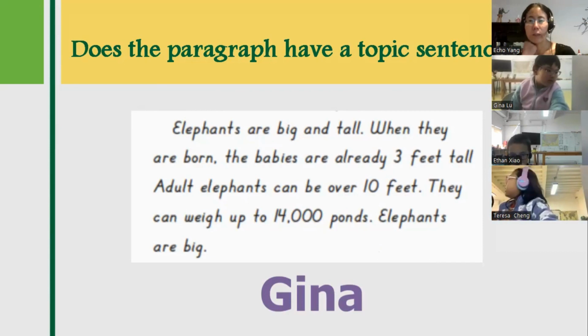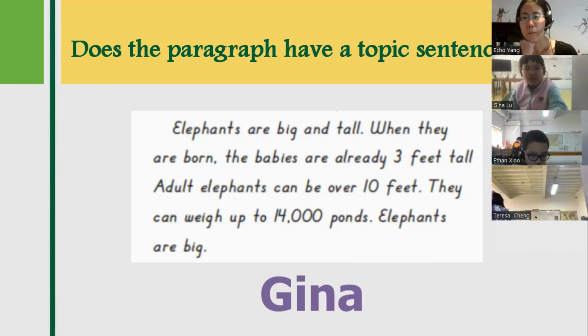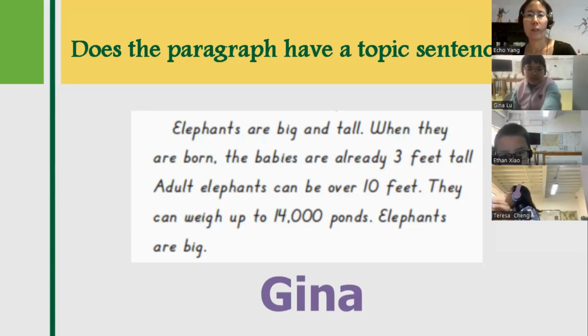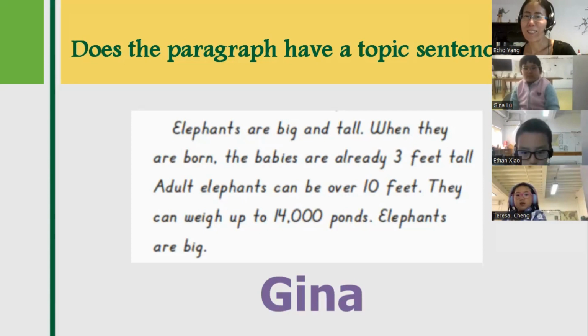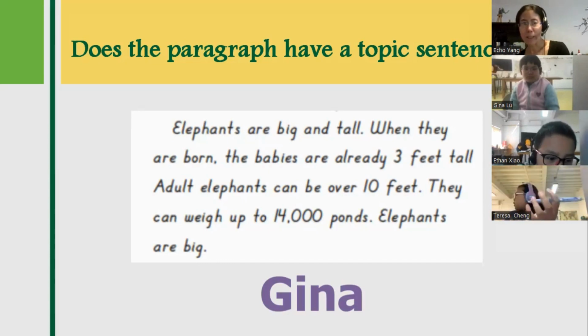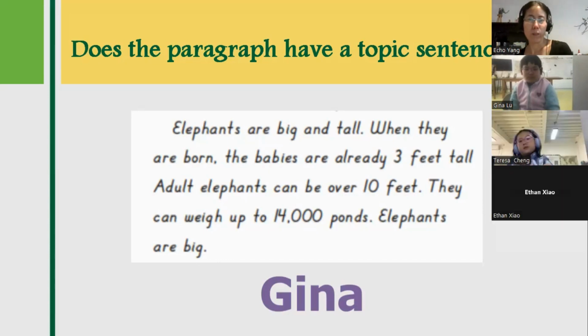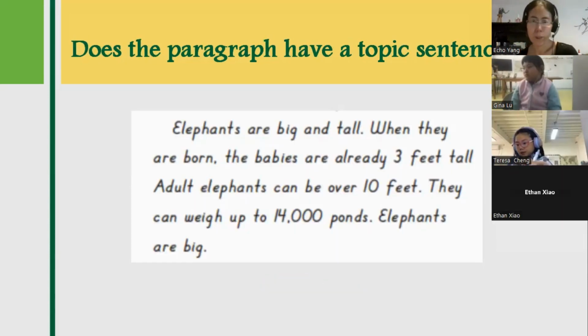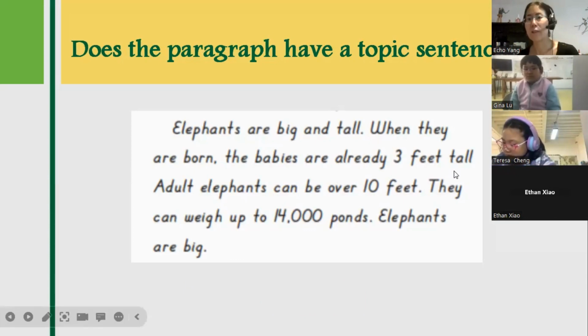Ethan, so tell me the topic sentence. Elephants are big and tall. When they are born, the babies are already 3 feet tall. So just tell me the topic sentence. The topic sentence tells the main idea. Elephants are big and tall. The topic sentence tells the main idea of the paragraph. So the topic sentence should be: elephants are big and tall. And then when they are born, the babies are already 3 feet tall. They are all the details.